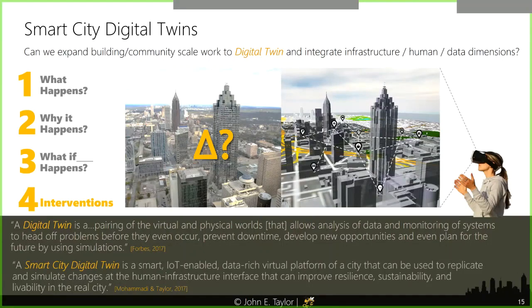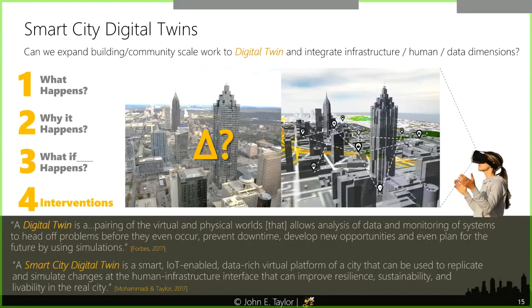Just looking at the data to understand what the mobility patterns are, for example. Second, why is it happening? Looking for correlations across different data streams to understand why there might be traffic at this intersection, why this building might be using more energy or water, and then evolve to scenarios. What if blank were to happen?